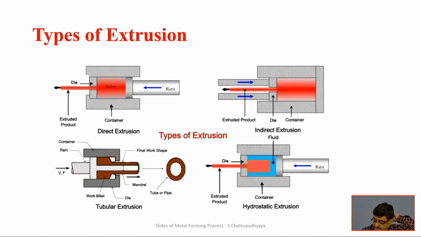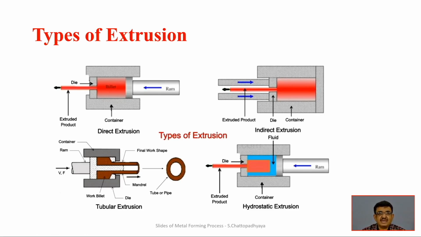And we can see the different types of extrusions. Extrusions also can be of different varieties, and four varieties are represented. The first one is direct extrusion, the second one is indirect extrusion, the third one is tubular extrusion, and the fourth one is hydrostatic extrusion. The four are having different kinds of subtle applications in terms of the products.